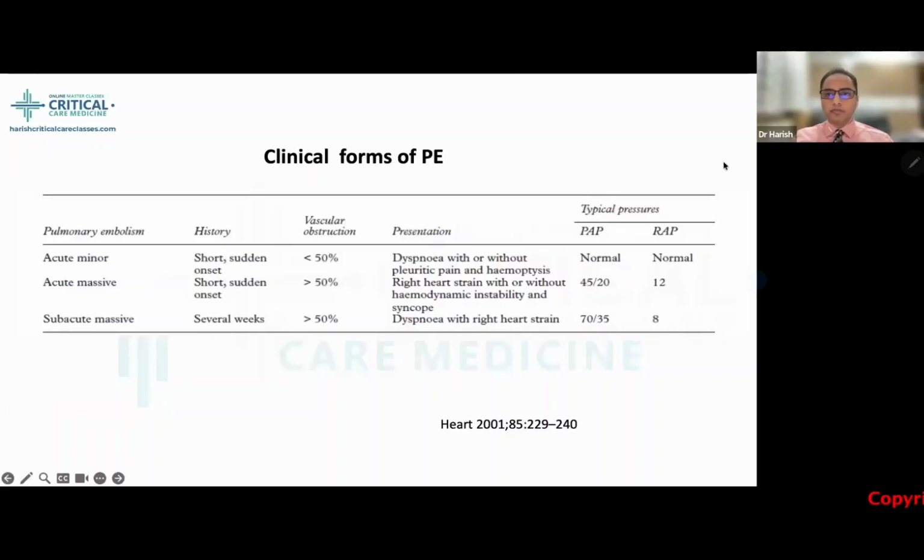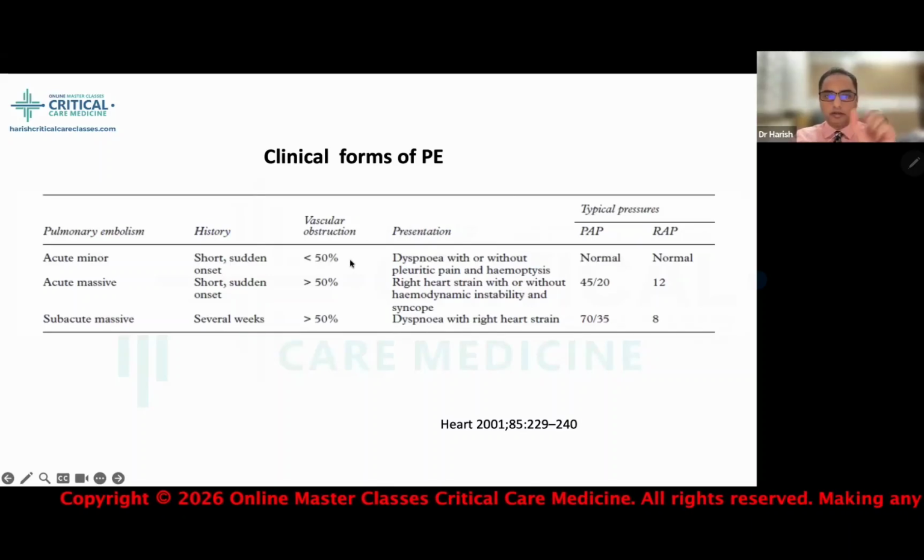So clinical forms of PE, again, you can categorize, okay: acute minor, acute massive, subacute massive. Acute minor, so short, sudden onset history, vascular obstruction, that is a pulmonary trunk obstruction, is less than 50%. Usually they manifest with dyspnea, with or without pleuritic pain. Sometimes they can have hemoptysis. So pulmonary artery pressure is normal, right atrial pressure is normal.